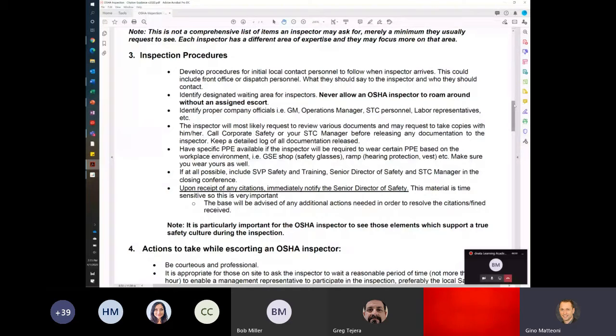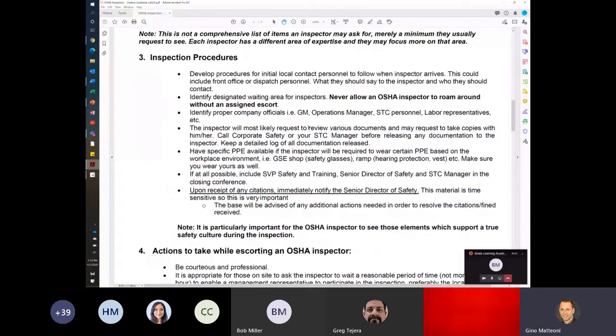When we talk about some procedures and best manager practices around an inspection, when the inspector arrives, it's important to have a waiting area for the inspectors while we're gathering certain things and organizing the right people to escort. We have a designated area for this individual to wait. You never want to allow an OSHA inspector to roam around without an assigned escort. First of all, they shouldn't do that anyway. But if you allow them to roam, they're likely going to roam and see what they can see, so to speak.